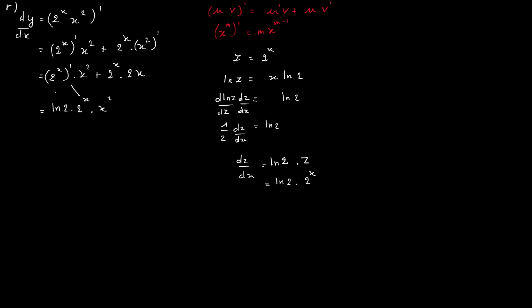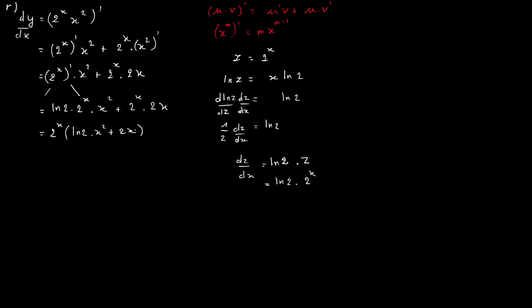So this becomes the entire expression: x squared plus 2x times 2 to the power of x times 2^x. Let's simplify that just a tad. We can bring out 2^x, and rewrite it as 2^x times ln 2 times x squared plus 2x. And this is as far as you need to go.